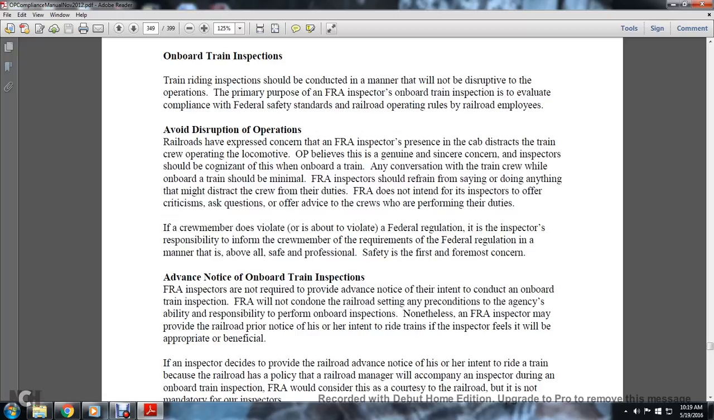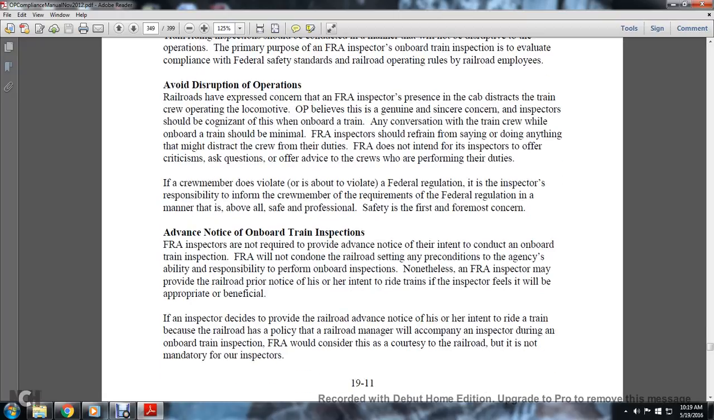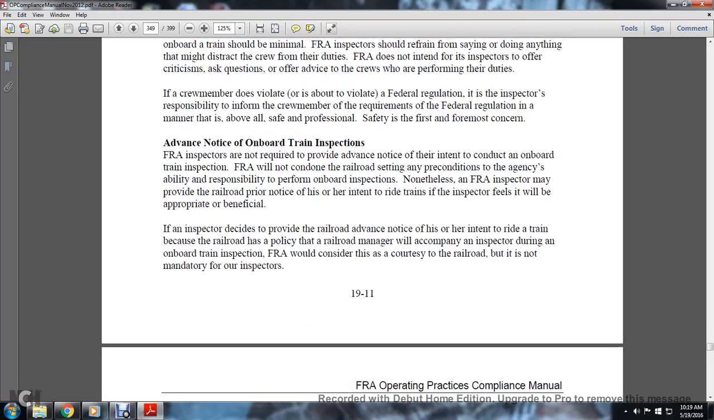The FRA does not intend for the inspector to offer criticism unless asked questions, or offer advice to the crews when performing their duties. If a crew member violates or is about to violate a federal regulation, it is the inspector's responsibility to inform the crew member of the requirements of the federal regulation in a manner that is professional, and safety is the first and foremost concern.